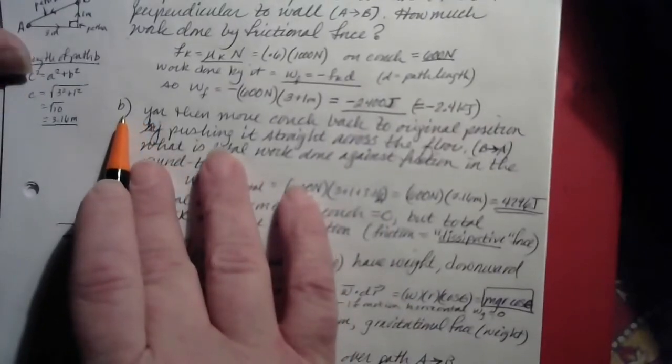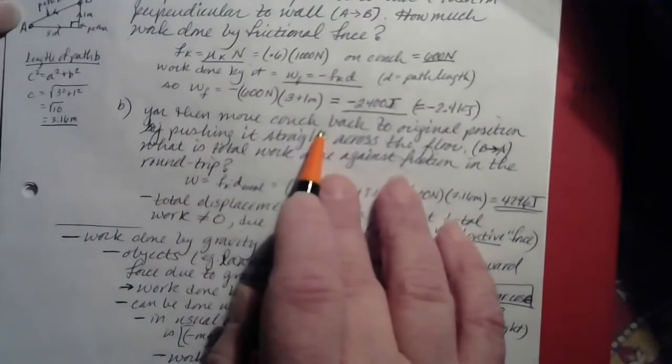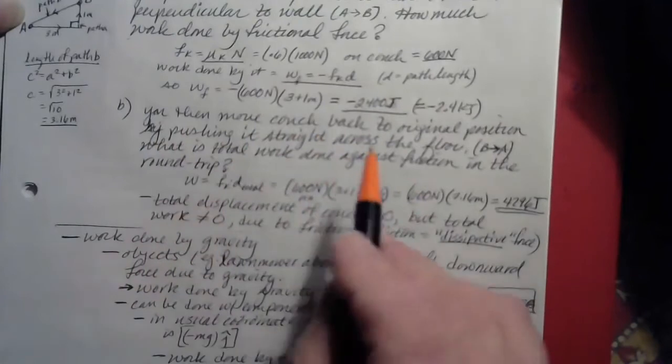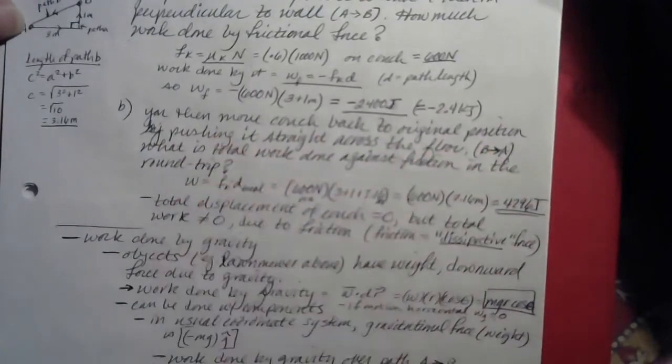All right, then part B says, you then decide you don't like where the couch is and you want to push it back to where it was, but you decide to push it in a straight line at this point because you're tired and you don't want to go back by the same route. So you just take a straight line back.